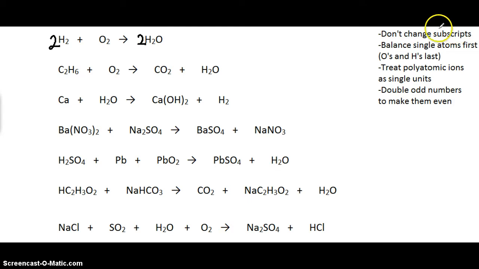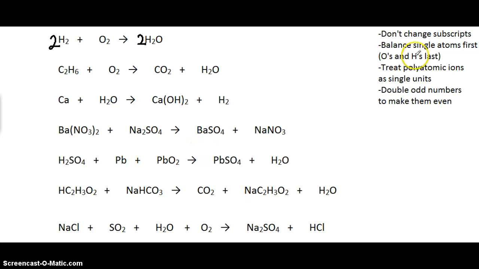Now that first one we just talked about: don't change the subscripts. You can only do coefficients in front. Some of these others will help us as we go. One of them is to balance single atoms first. What I mean by that is if you have calciums here and calciums here, do those first as opposed to, say, O's and H's. In this one you have O's here, and you have them in 2 different places over here. Balance the other things first. And you'll notice I've written O's and H's last because oftentimes in equations those are the atoms that appear in multiple places. You'll see O's and H's in several different places as you balance.